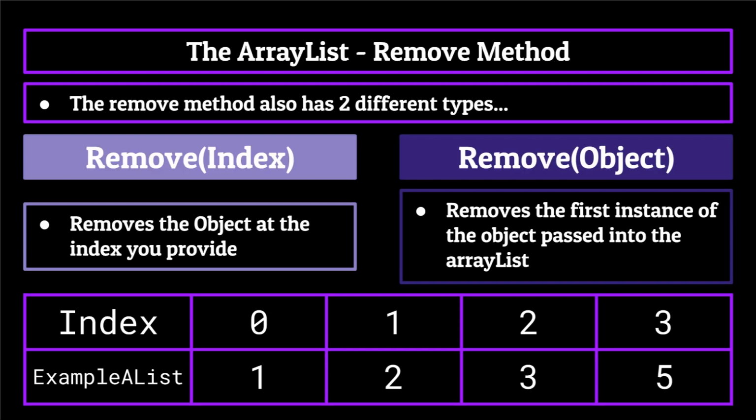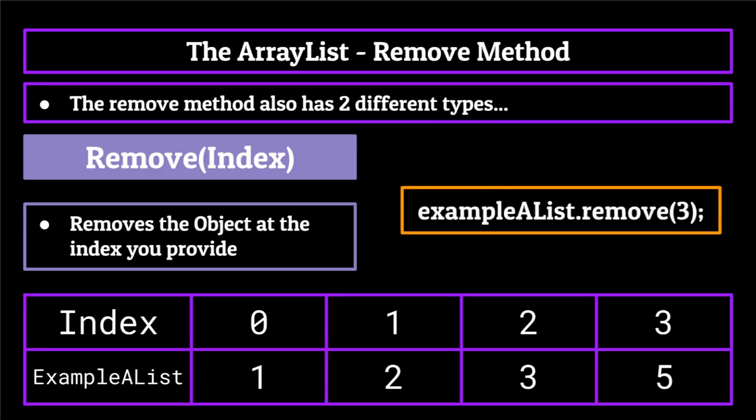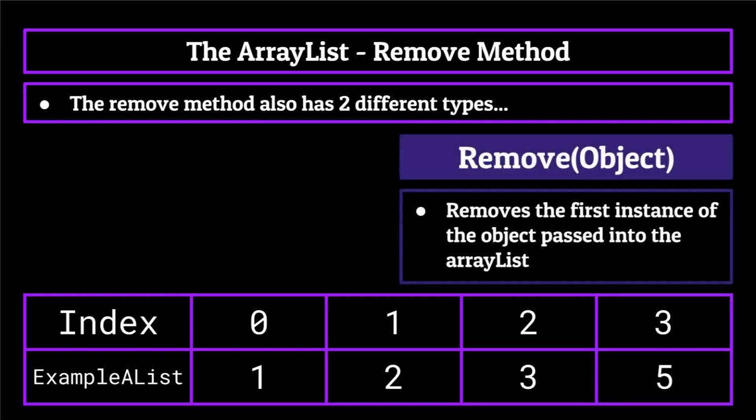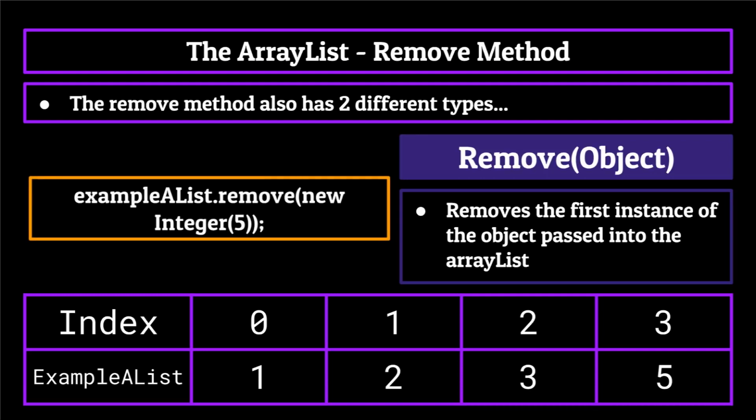So if we wanted to remove the number 5 from our array list, we would have two different options. We could call exampleAList.remove, and inside the parentheses, place the index of the value we want to remove, in this case 3, and the program will remove the object at index 3. The other option would be to run another remove method, only this time pass in an integer object of 5. It has to be an integer object because if we were to just use 5, the computer would try to remove the 5th index of the array list, which doesn't even exist.